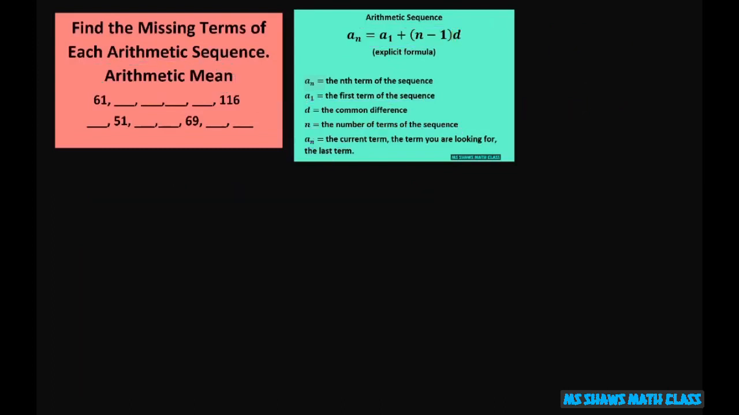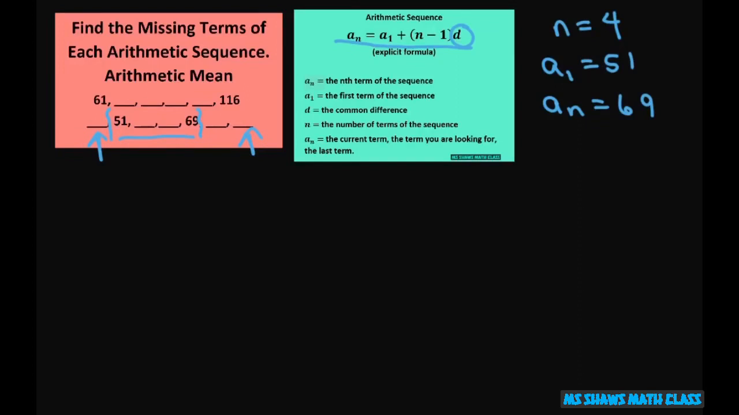Now let's do the last problem. This one's a little different because we don't have a first term and we don't have a last term. So we're going to use our formula, but just take these as my first and last, because all I need to do is get my common difference. So I'm just going to act like I have that. My n in this case would be 4 terms. My first term is 51, and my last term is 69.